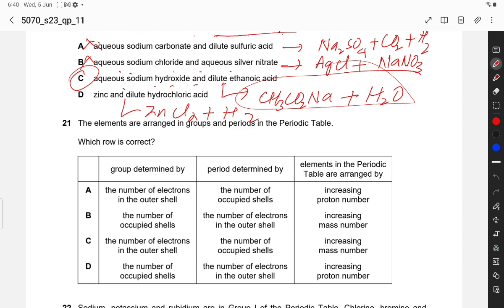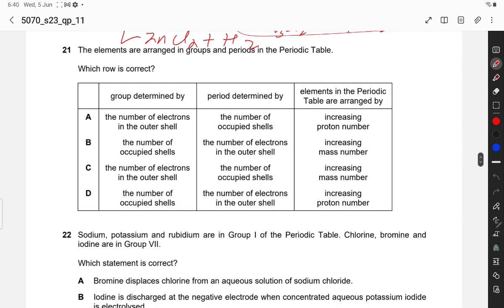In this video I will continue the 5070 May June 23 question paper 11. Question number 21. The elements are arranged in groups and periods in the periodic table. Which row is correct?